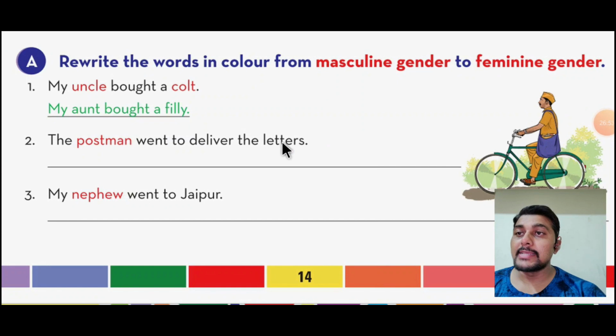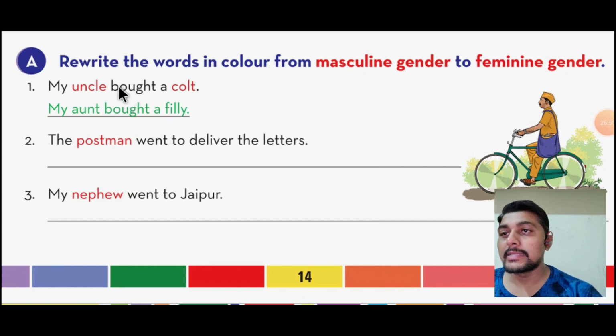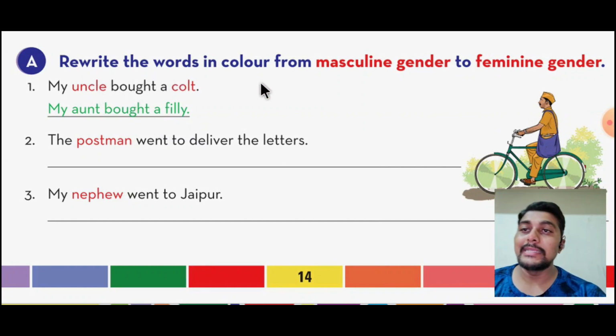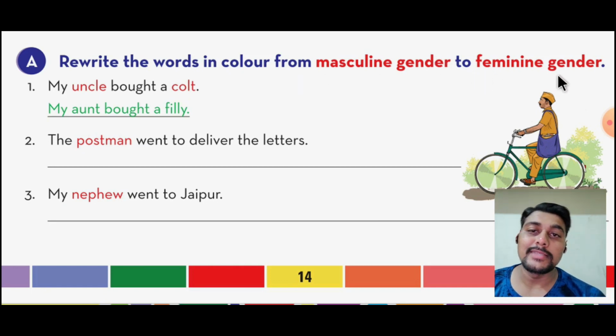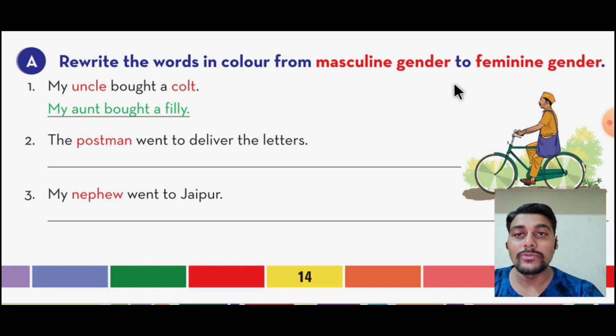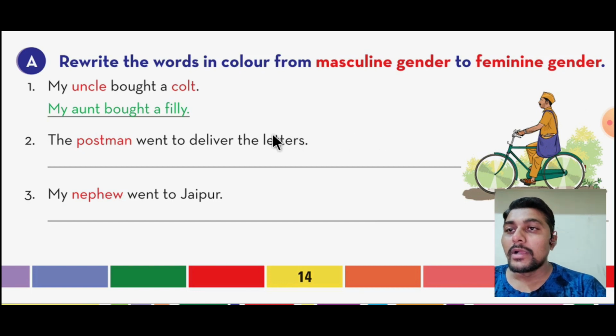So exercise A is like that: rewrite the words in color from masculine gender to feminine gender. We have completed the table and rules on how to convert masculine gender into feminine gender with certain rules. So here is the example about that only.